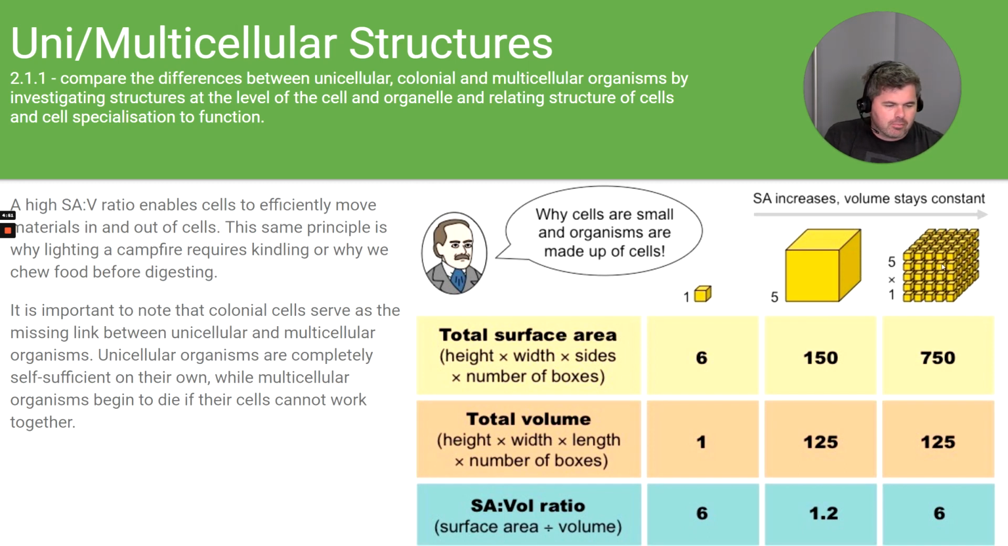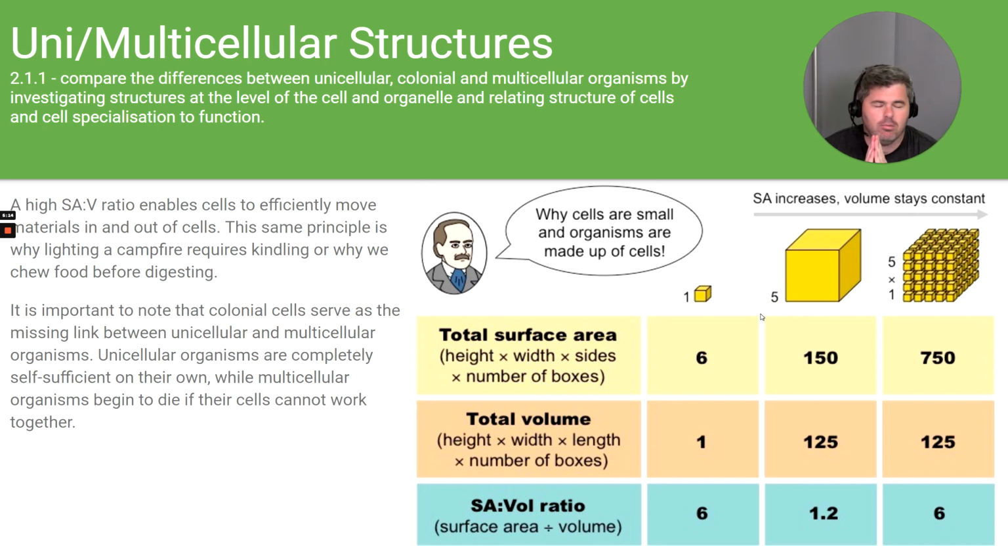Now, when we cut this up, the total surface area has changed into 750 centimeters squared. All right, all of these boxes inside have also been exposed. The total volume of each box, or total volume of all the boxes, is still the same, but the ratio has shifted back to match our initial one here.